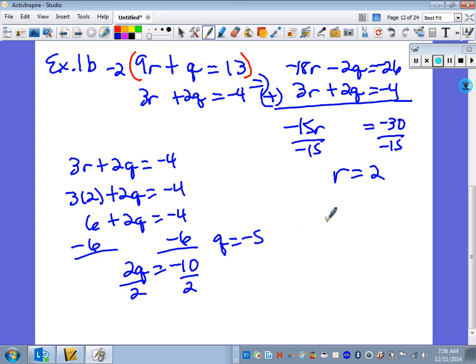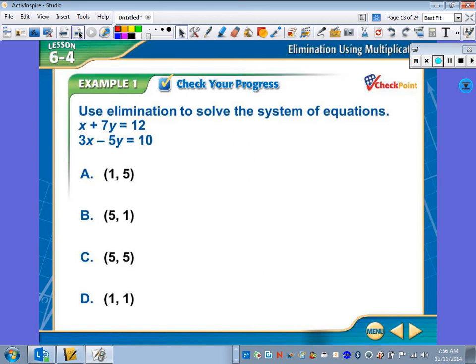So QR. Okay. Keep in mind when you do letters, you always write the answers in alphabetical order. So it's going to be QR because that's how they fall in the alphabet. So then I'm going to have negative 5, 2. And keep in mind you can always substitute these back in both equations and make sure that they work. All right. So now we're going to go on to the next one and let you try one. Okay, so that's one for you to try. Pause it, try it, and then let's move on.